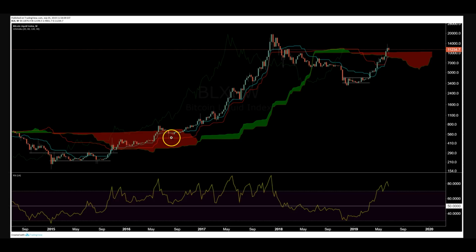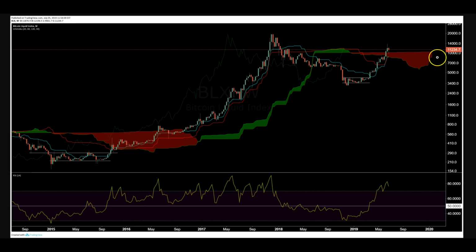Based on the cloud, last time we were above the cloud, we returned to the Kijun, like I was talking about last video. That's around 8,600, so that's certainly a possibility. Not something I'm looking for today, but over this long consolidation period, if we get it, it's certainly possible.